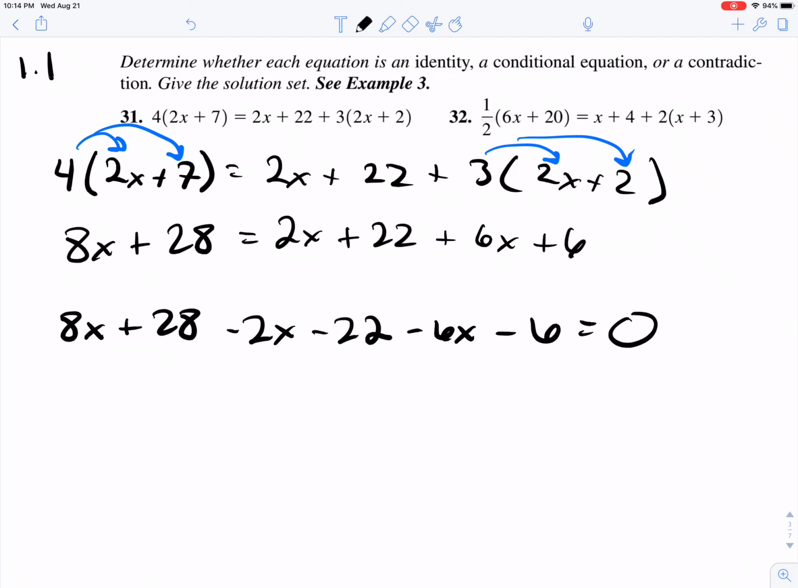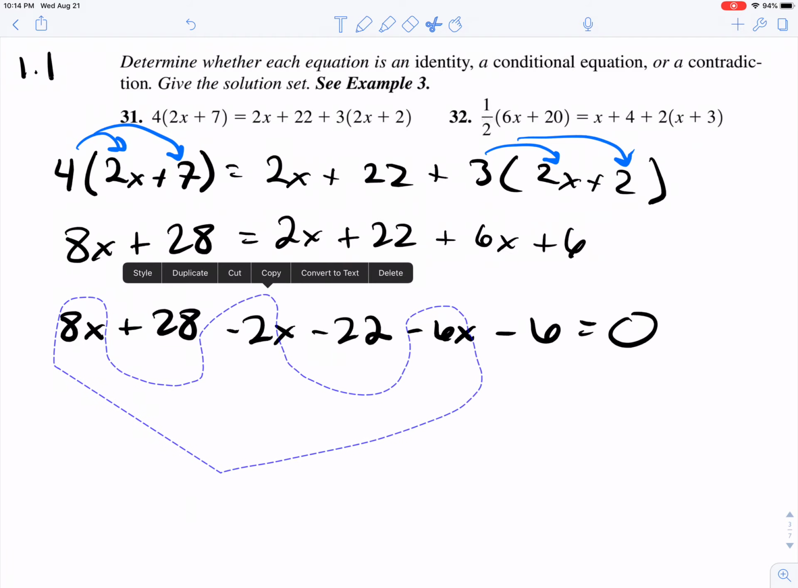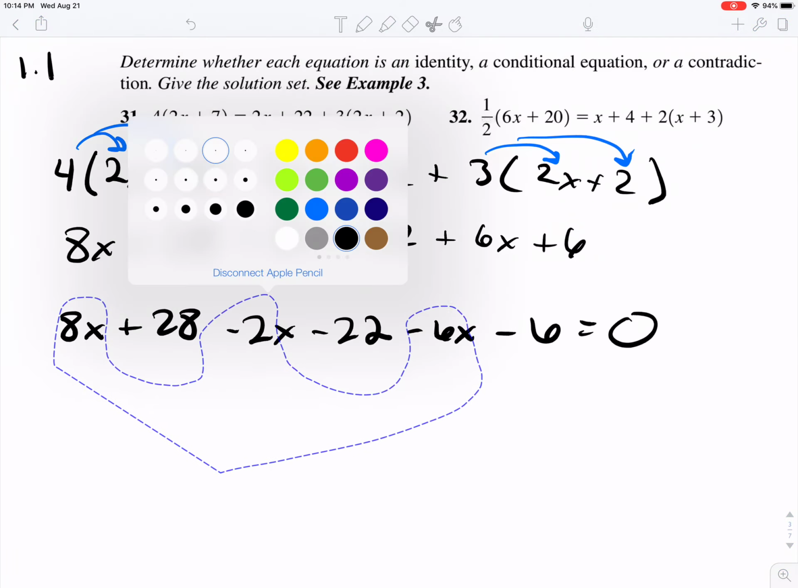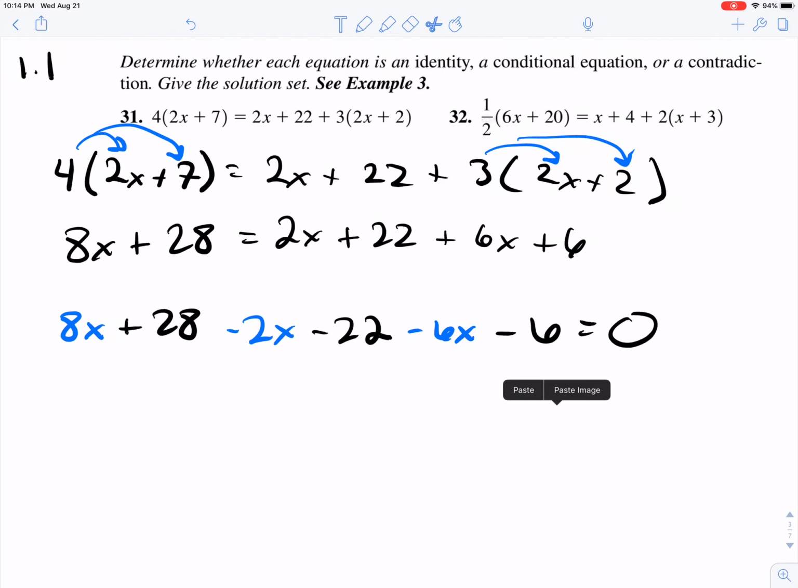Okay? Next, we want to combine like terms. So we have an x term here, here's another x term, here's another one. And I am feeling blue, so we can do blue as well. So the blues are considered like terms, so we're going to go ahead and combine those.